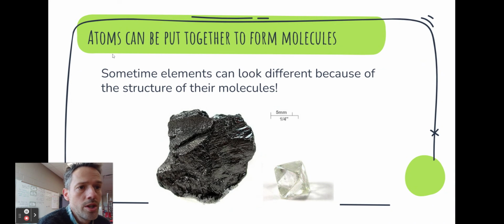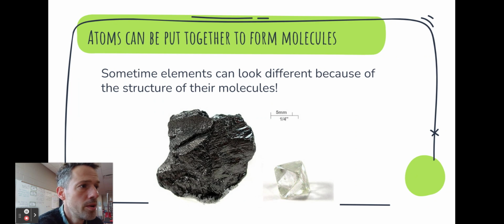The last thing that I want you to know is that we can put atoms together to form molecules. So sometimes elements are an individual atom. Sometimes those atoms of the same type are put together and we form molecules. So we could have multiple atoms put together and form a molecule. For instance, these two things right here are probably millions of atoms put together to form different molecules. And what we can find when we do that is sometimes elements can look different just by how the structure of their molecules are put together.